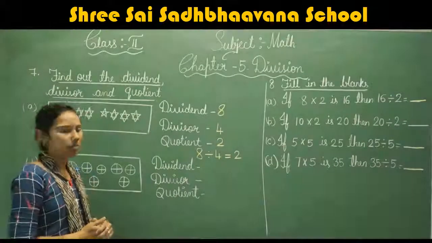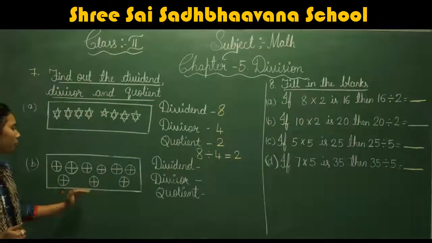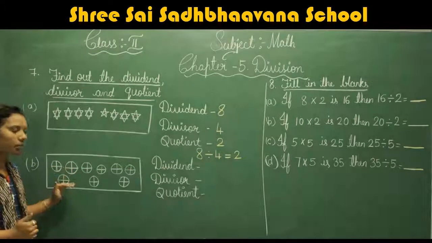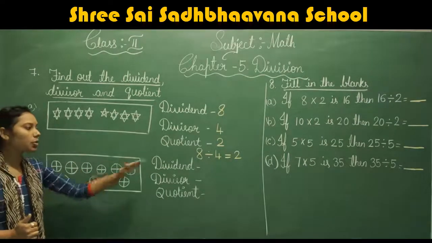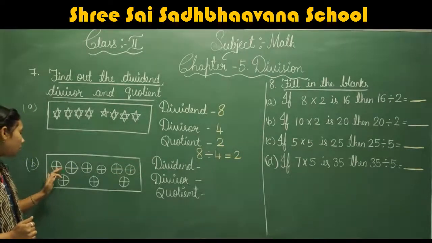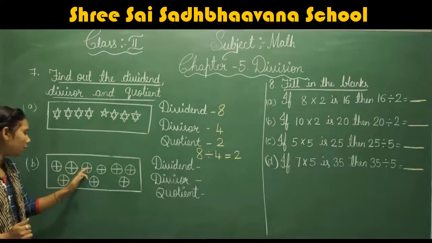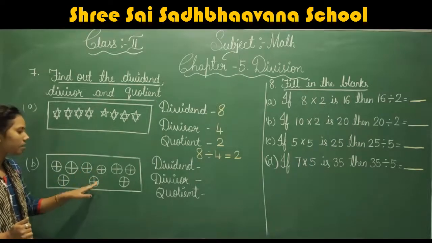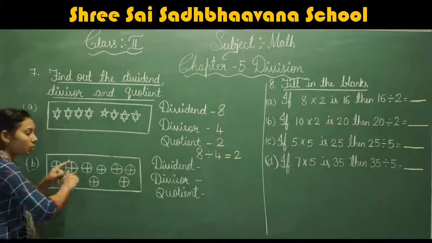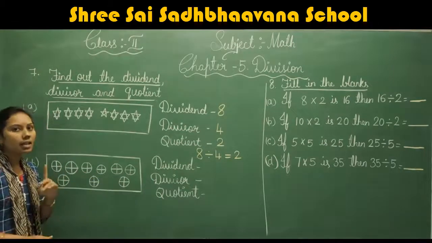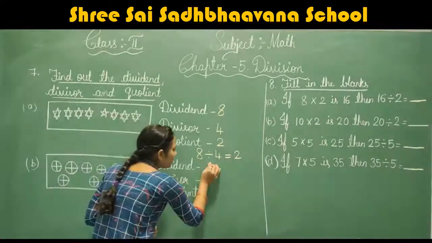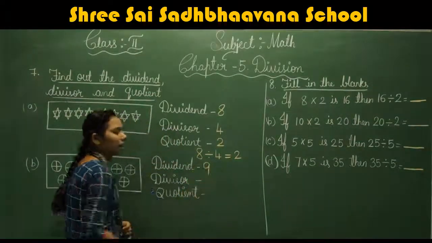Let us see one more sum now. See here the number of objects. How many objects are present? Let us count. That is your dividend. 1, 2, 3, 4, 5, 6, 7, 8, 9. So the total number of objects present here is 9. That is your dividend. So 9 is your dividend.